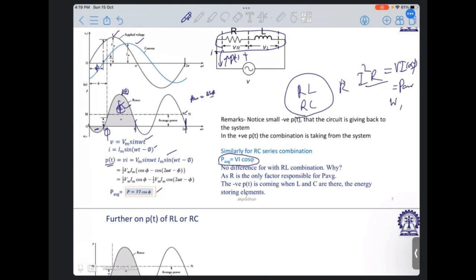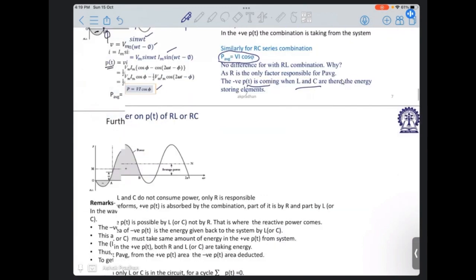So that's the generic case. The power is consumed by only and only R. L and C are not power consumers. They can only store energy and give it back to the system. So that's the conclusion. R is the only factor that consumes power, and negative PT comes only because of the presence of L or C or both.